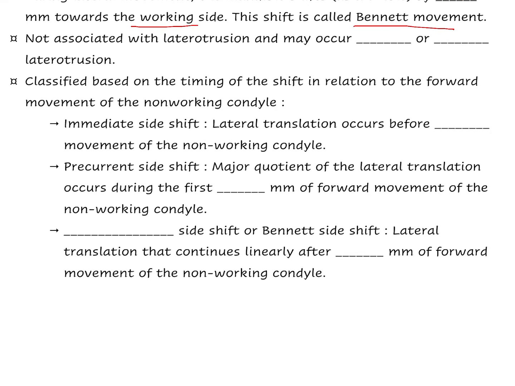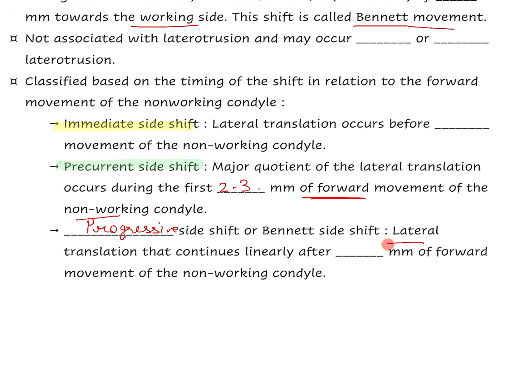Now, there are three classifications, three types of this that you just need to know. Immediate side shift occurs before the forward movement of the non-working condyle. So, before the condyle actually moves forward, immediate side shift will occur. Precurrent side shift occurs as the major part of the movement, and this is nearly 2 to 3 millimeters after the forward movement of the non-working condyle. And lastly, it's called the progressive side shift, which continues to occur after the forward movement.